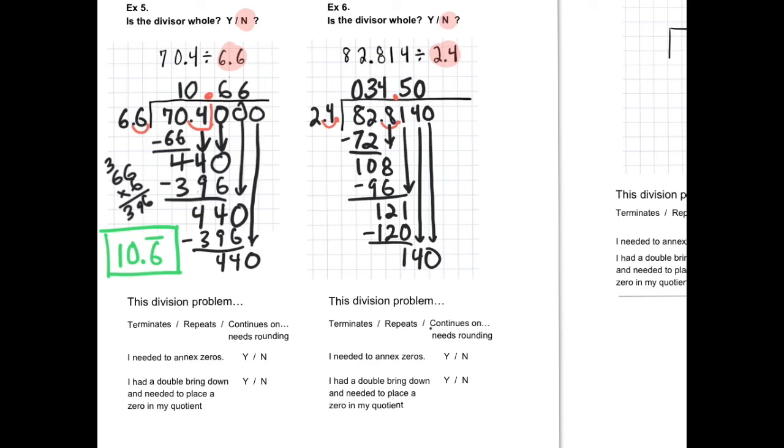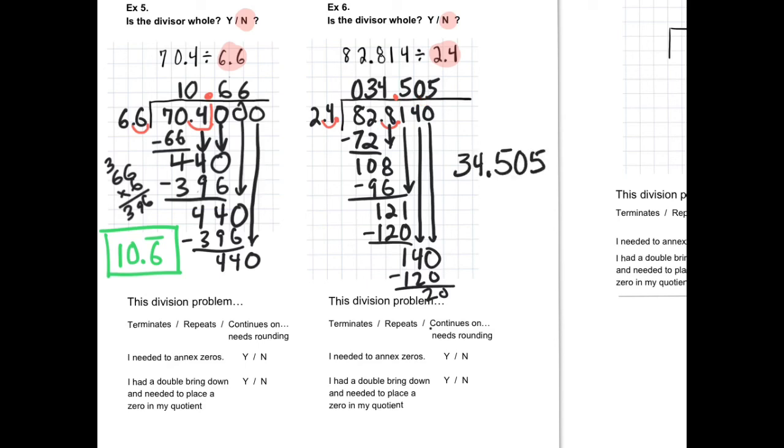Now, how many times does 24 go into 140? 5 times. And 5 times 24 is 120. Subtract 140 minus 120, and you get 20. And even though the problem is not done yet, we have gone out to the thousands place, so we've gone far enough to round this answer to the nearest hundredths.